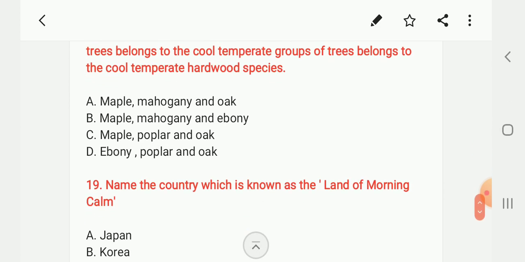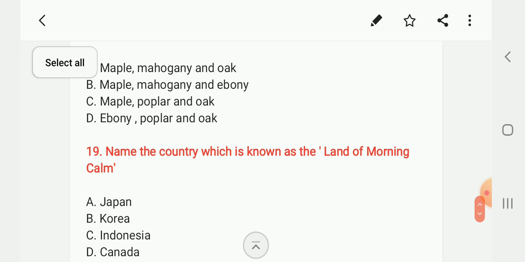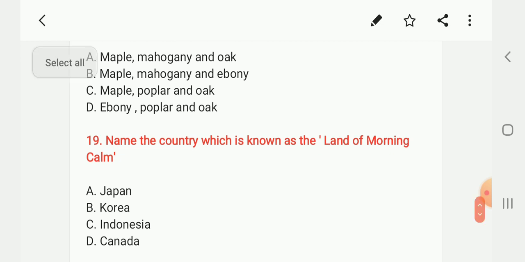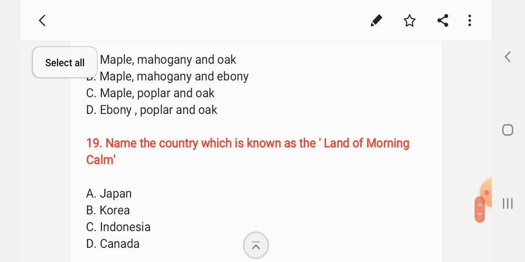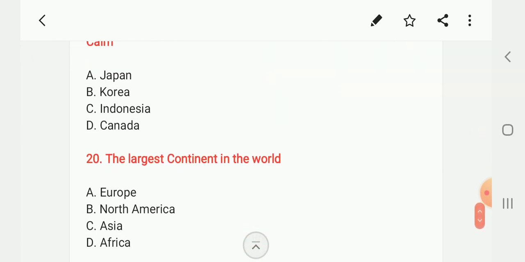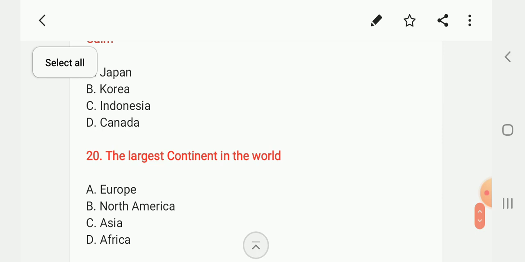Okay, next question. Name the country which is known as the land of the morning calm. Which country is known as this? The answer will be, option A Japan, B Korea, C Indonesia, D Canada. The answer would be B, Korea, land of the morning calm. Question number 20. The largest continent in the world is: A Europe, B North America, C Asia, D Africa.